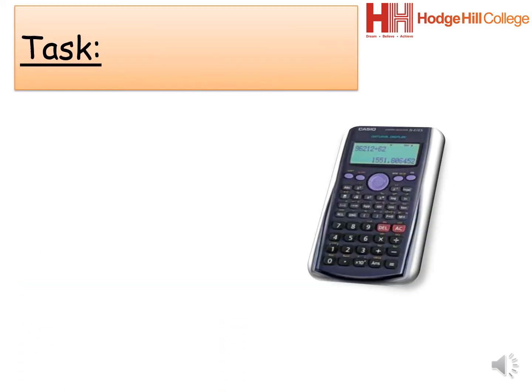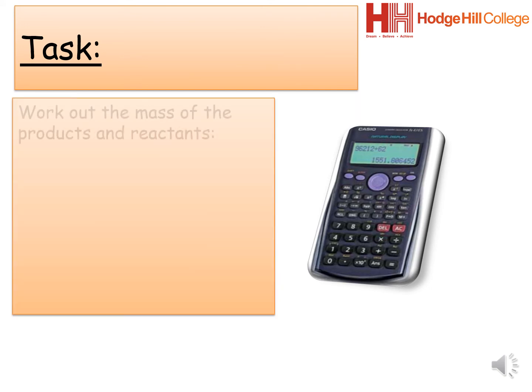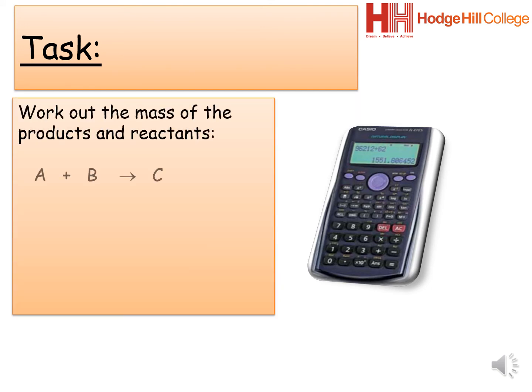Okay, let's look at a few more examples. So here we have the reactants A and B. The product is C. So just to give you an idea, A weighs 14 grams and B weighs 17 grams. How much is the product going to weigh? All we simply need to do here is add the reactants together. So 14 plus 17 is 31 grams.